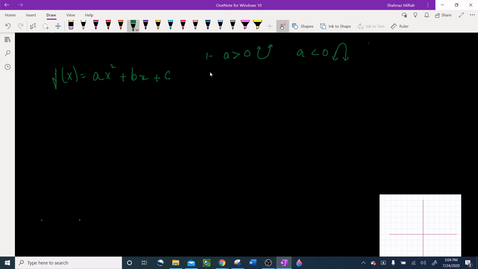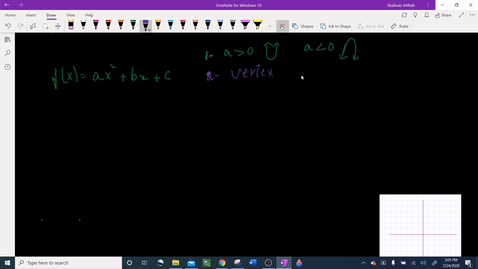Now, what else do we need? We need the second step. It was the vertex, right? For the vertex, I want to use a different color. Okay, I'm going to use this color for the vertex. I'm sorry. Okay, I'm going to go back because it erased everything. The first step, we look for a greater than 0. It's going to be concave up. A less than 0, it's going to be concave down. Then the second step I have to look for the vertex.